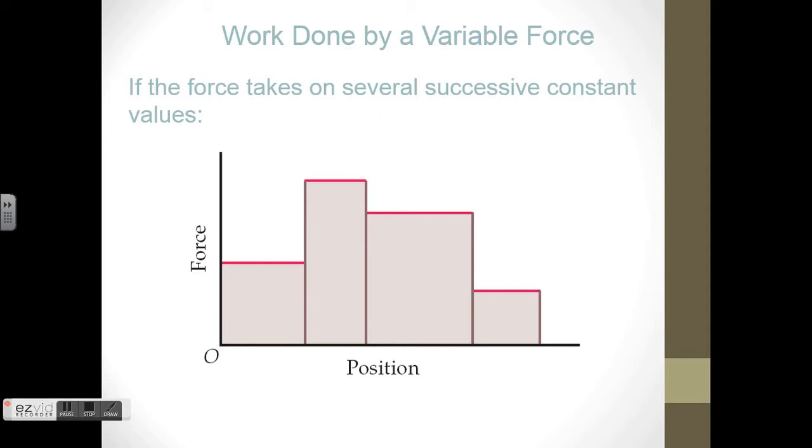So in this case, I have force over here is one value, then it increases for a position, then decreases a little bit more. What if I wanted to figure out the work done as I pushed this object from here all the way out to here? Well, the way to do that would be to find the area in this box, which would be the work done by this force over this distance, the area in this box, the work done by this force in this distance, the area of this box, the work done by this force in that distance, and the area of that box, the work done by this force over that distance.